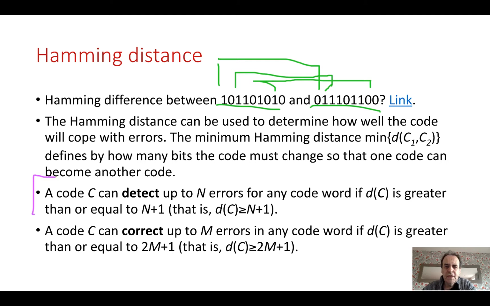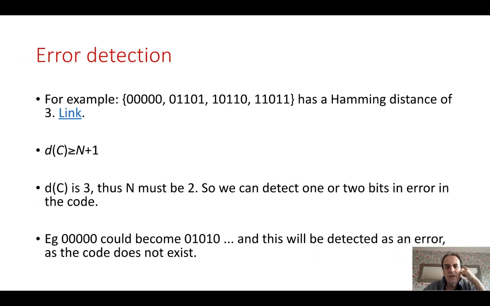We use this one here, and the Hamming distance must be greater than or equal to n plus 1, where n is the number of errors that we're trying to detect. And if we want to correct, then it's 2m plus 1, where m is the number of errors that we're trying to correct.